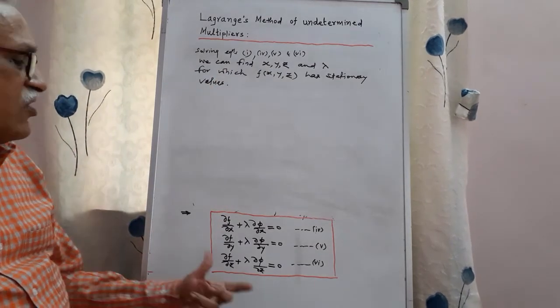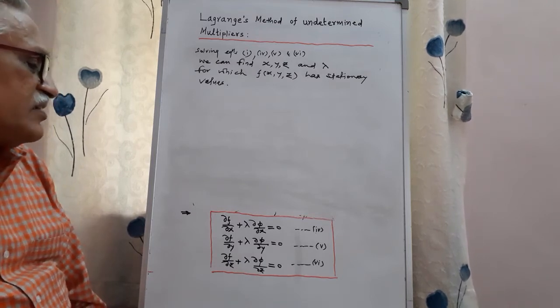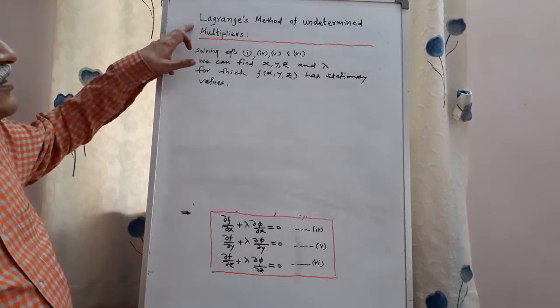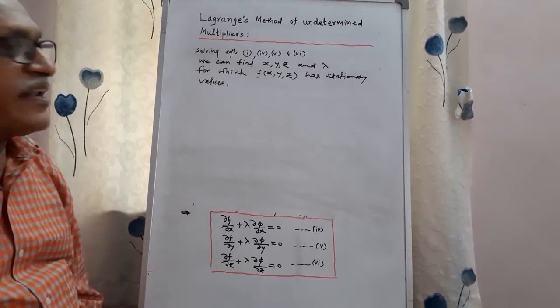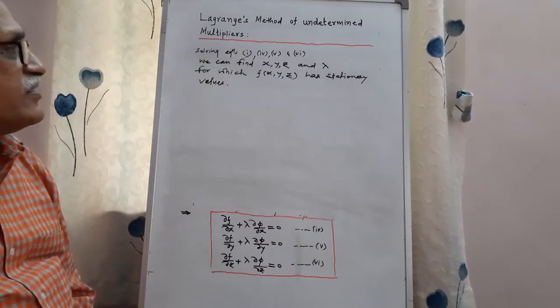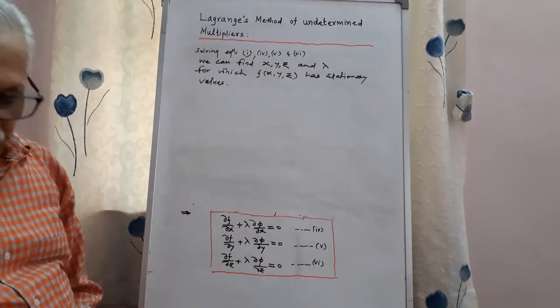Therefore, we can obtain stationary values for a function of three independent variables using this Lagrange's method of undetermined multipliers. This technique is called Lagrange's method of undetermined multipliers. I will explain it by solving two simple examples.